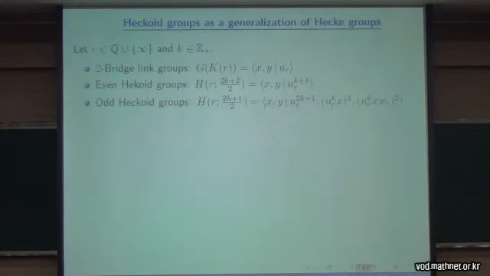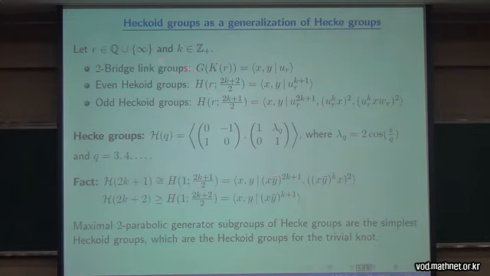But unfortunately, as you see here, the other Hecoid group has 3 layers, and this presentation doesn't satisfy any good small cancellation conditions. So for now, we don't have any good idea how to treat this other Hecoid group. But the two-bridge link group and the even Hecoid groups have good small cancellation conditions. So we completely proved results for these groups and obtained nice results.